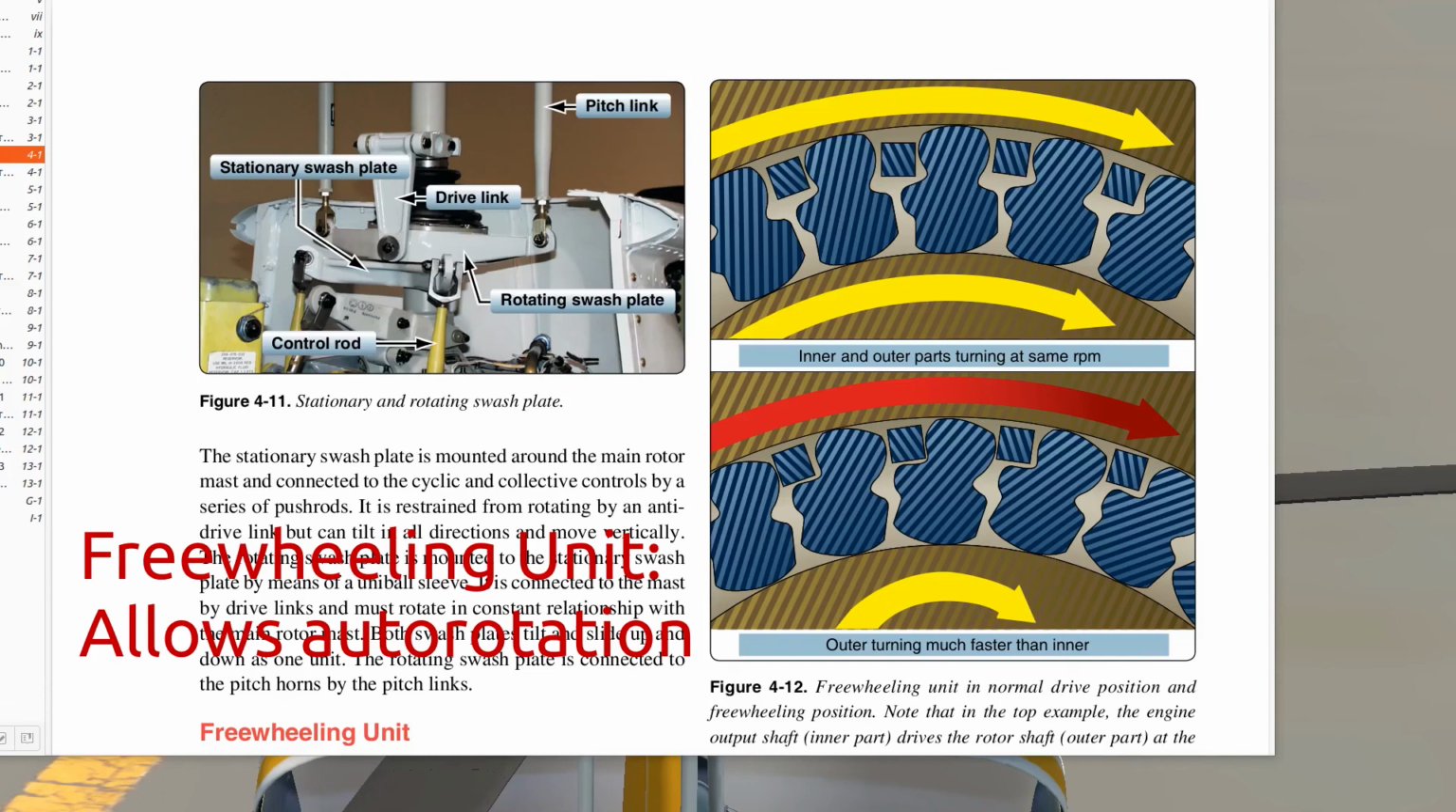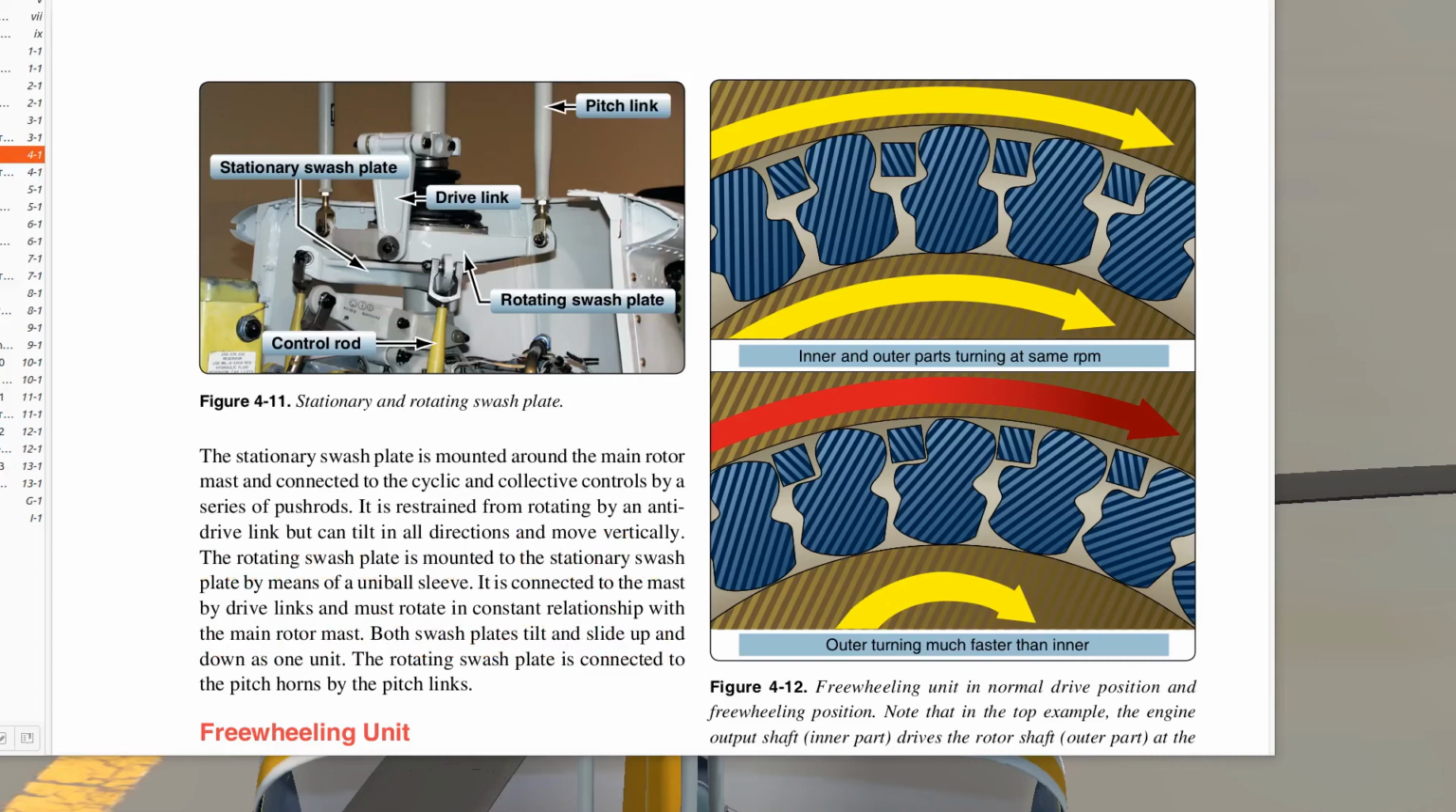Something else we've talked about before, and we'll just mention it here again, is the freewheeling unit. This is the thing that allows you to be able to do an autorotation. So when both the inner and outer parts are turning at the same speed, these little guys inside of it, they are touching both surfaces. Now, if the outer surface or ring, if you will, decides to turn faster than the inner surface, which let's say is your engine, now these are going to tilt, and this allows the outer surface to just slide because I don't have a hard connection anymore between these two. And that's really what a freewheeling unit is.